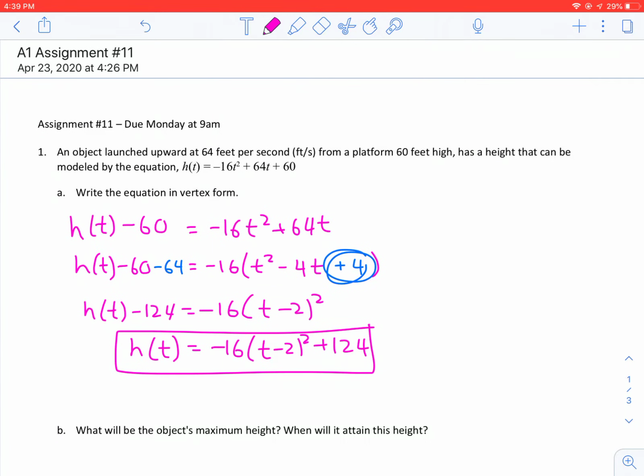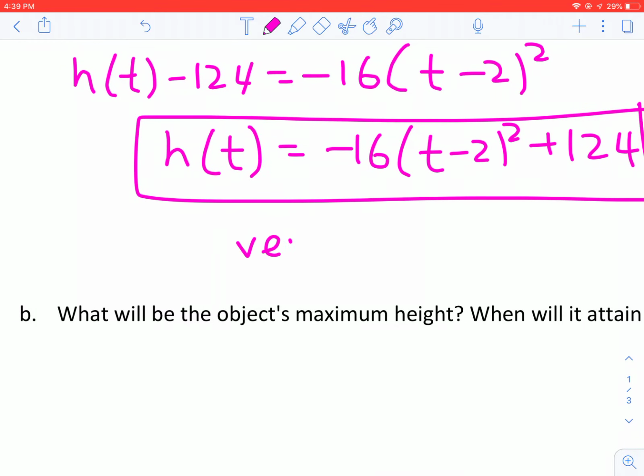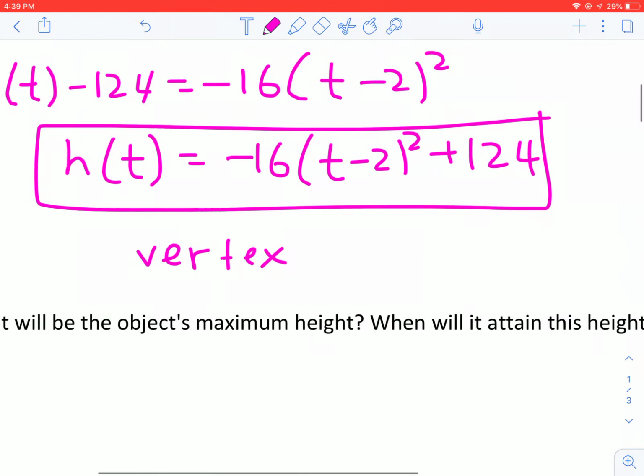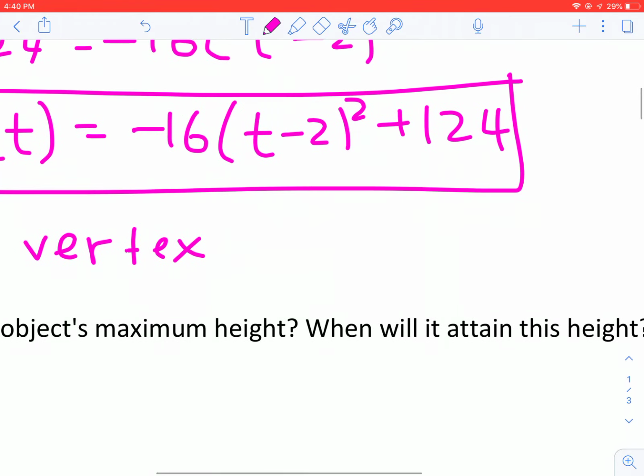Now that I have it in vertex form, even though it doesn't ask for it, can't I find the vertex? Remember, this is our horizontal shift. That's 2 to the right, it's opposite, and that is 124 units up. So my vertex is going to be at 2, 124.